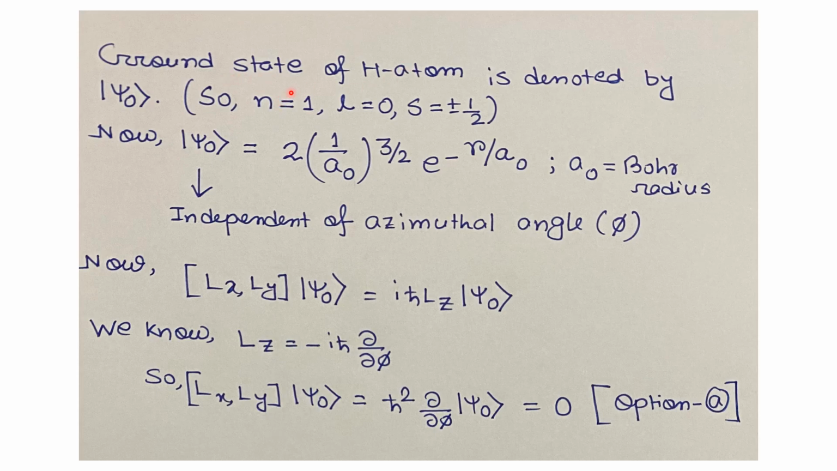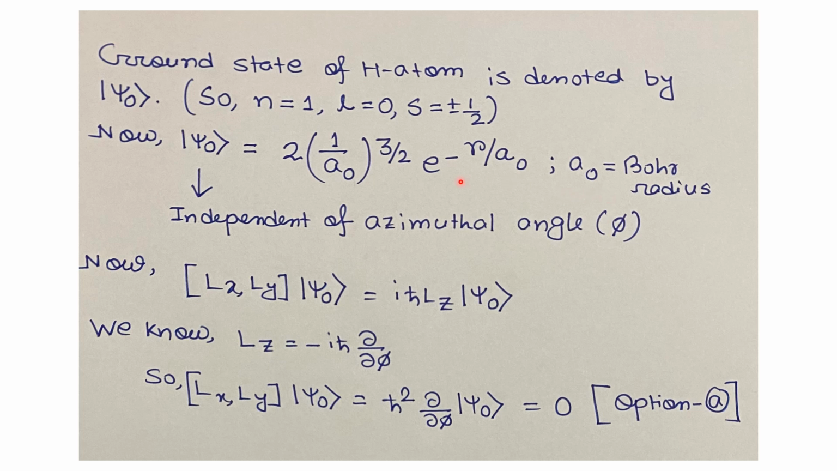The ground state of the hydrogen atom is denoted by the state phi naught. So the quantum numbers for the ground state will be n equals 1, L equals 0, and S will be either plus half or minus half. Now by solving the Schrodinger equation for the hydrogen atom, we can get the ground state wave function, that is 2 times 1 by a naught to the power 3 by 2 times e to the power minus r by a naught. Here a naught is the Bohr radius.